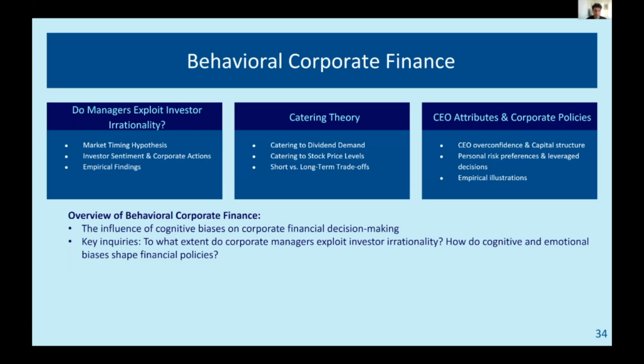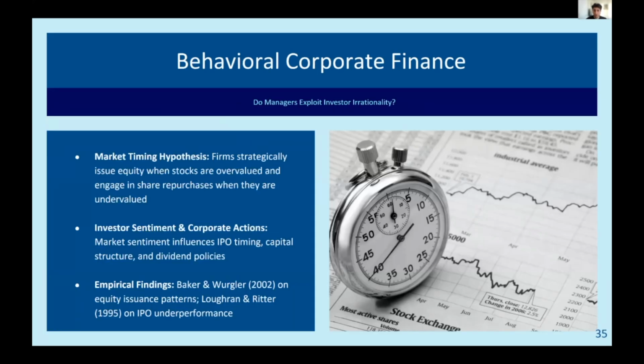retail investors? One way managers respond to investor sentiment is through market timing, issuing equity when stocks are overvalued and repurchasing shares when they're undervalued. When retail investors are overly optimistic, companies tend to issue more shares, but these firms often underperform later.